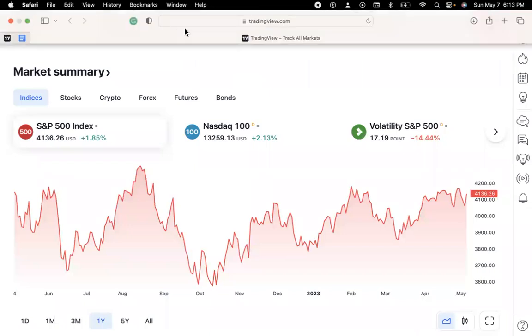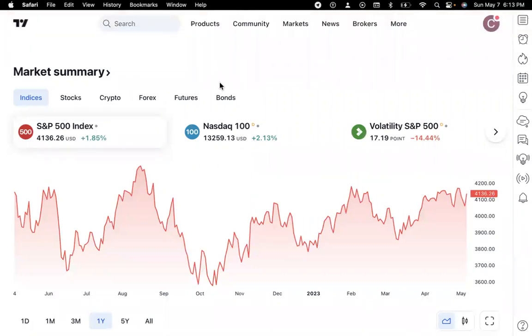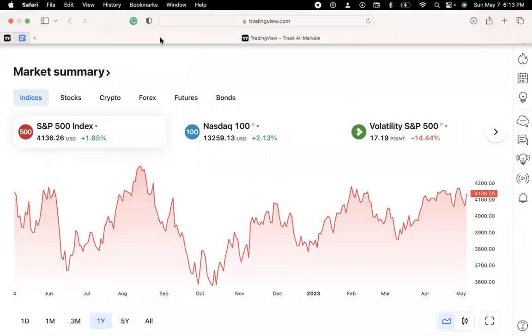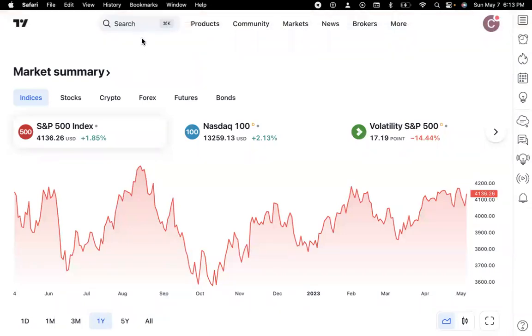For today's lesson, I'm going to be using TradingView for the analysis. TradingView is a free site that you can use to do your trade analysis no matter what you trade. As you can see here, you can analyze your indices, your stocks, your crypto, your Forex, which is what we'll be focused on, futures, and bonds. TradingView, of course, is free. You can get everything you need from the free version, and if you want to upgrade, that's completely up to you.